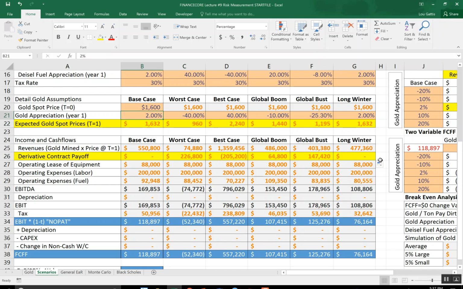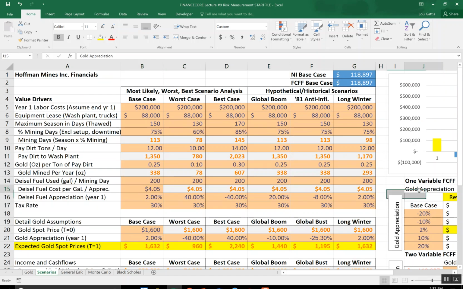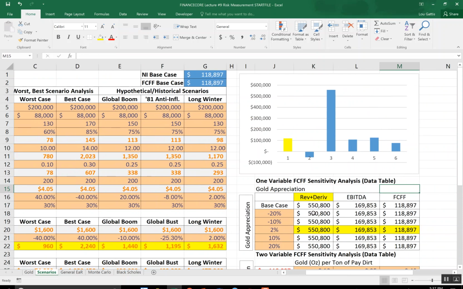First of all, I'm going to have a data table that takes the revenue and adds the payoff right here. I'm going to add these two numbers together, and let's do a data table and see what happens as gold prices vary. So I'm going to look at the revenue plus that derivative payoff, and look what happens. I'm going to do this data table where I'm varying gold prices from negative 20% to 20%.